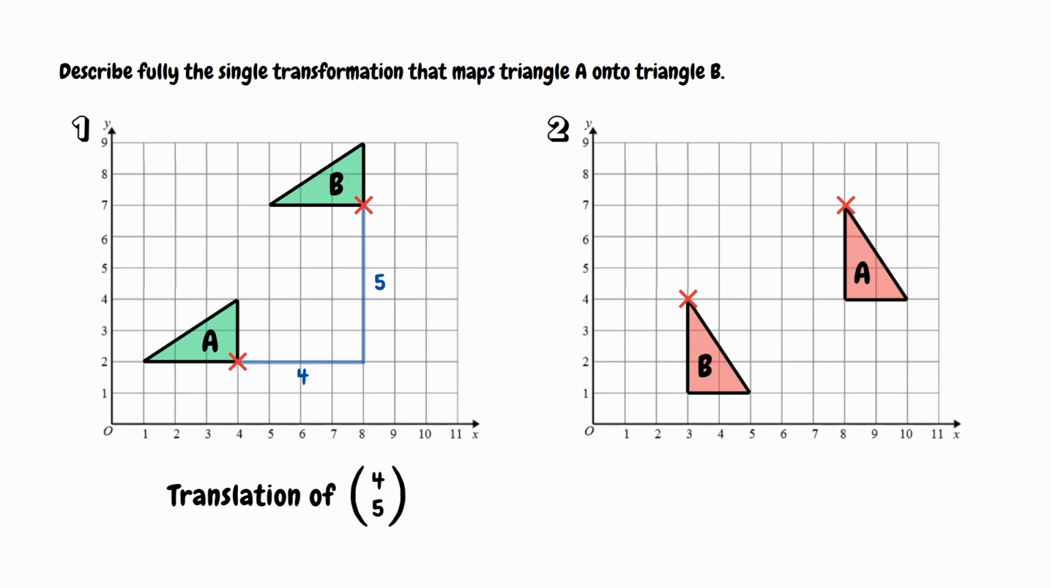So now to find the vector, how much has it moved in the x-axis? Well, it's gone from an x-coordinate of 8 to an x-coordinate of 3. So it's actually gone 5 to the left. So again, because we're moving left, we're going to have a negative value this time. So it's going to be -5. And now we need to move down. So because we're moving down again, we know we're going to have another negative value. And if we look at the y-axis, we're going from 7 down to 4. So we've moved down by 3. So to describe the single transformation that maps triangle A onto triangle B, we can see that we've got a translation of -5, -3.